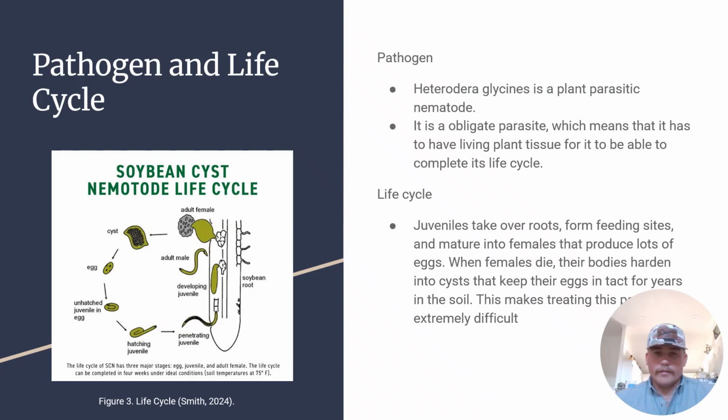The pathogen and its life cycle. Heterodera is a plant parasitic nematode. It is an obligate parasite, which means it has to have living plant tissue to be able to complete its life cycle. In its life cycle, the juveniles take over the roots, form feeding sites, and mature into females that produce lots of eggs. When the females die, their bodies harden into cysts that keep their eggs intact for years in the soil. This makes treating this pathogen very difficult.